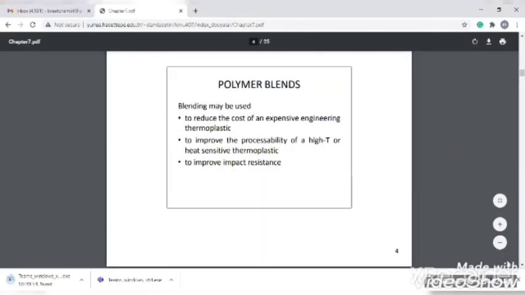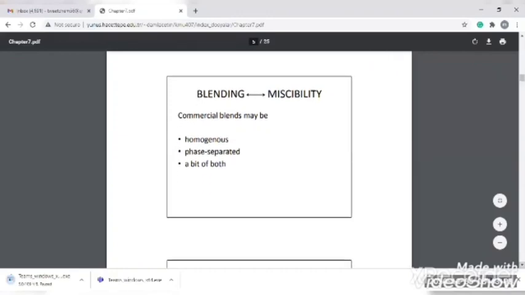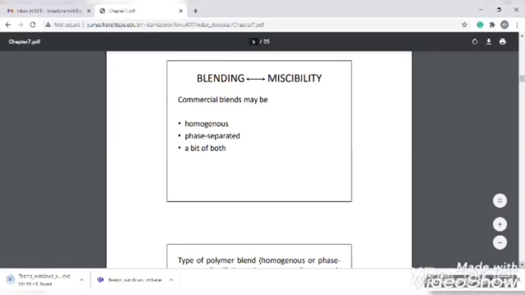Now, what is a polymer blend? Polymer blending may be done to reduce the cost of an expensive engineering thermoplastic, to improve the processability of a high temperature or heat resistant thermoplastic, and to improve the impact resistance. What is blend miscibility? Commercial blends may be homogeneous, phase separated, or a bit of both.